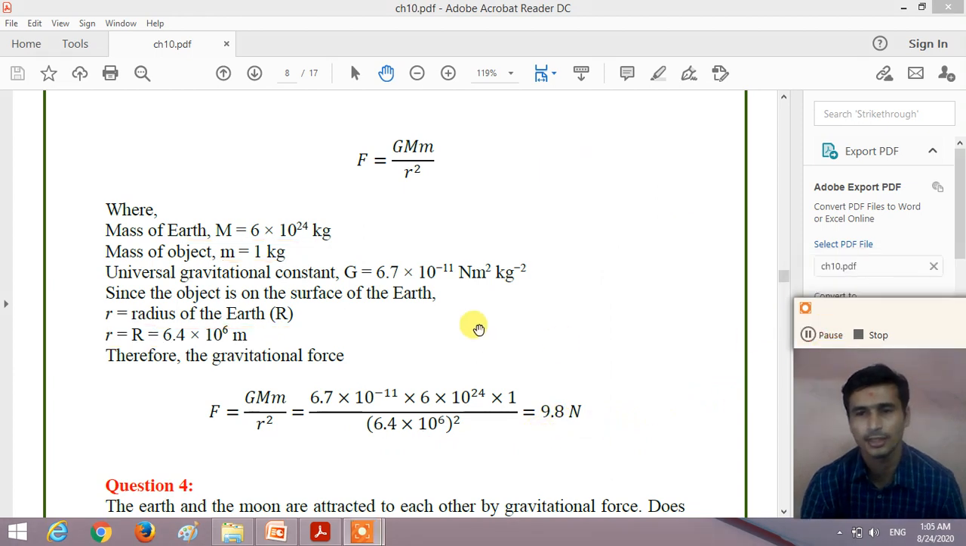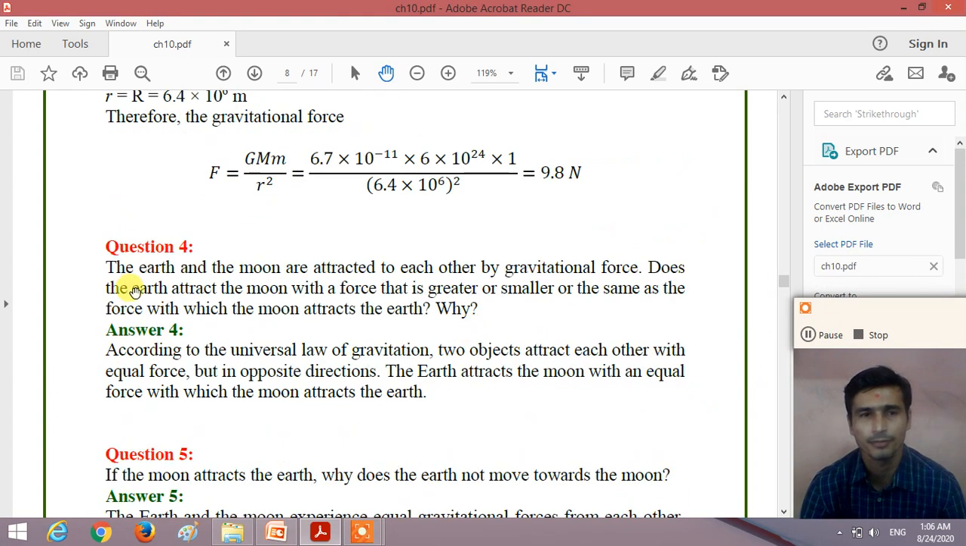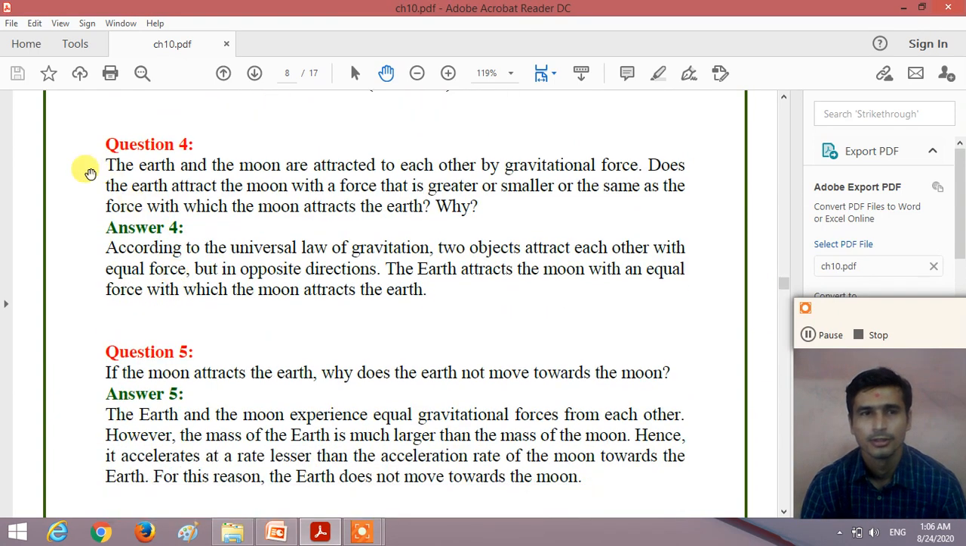So dear student, understand the answer to question number 3. Now question number 4. The earth and the moon are attracted to each other by the gravitational force. Does the earth attract the moon with a force that is greater than, smaller than, or the same as the force with which the moon attracts the earth? And why? Here the earth and moon are attracted to each other with the gravitational force.